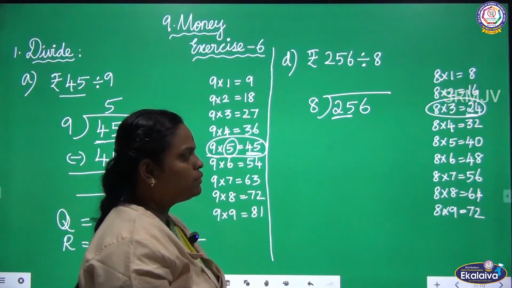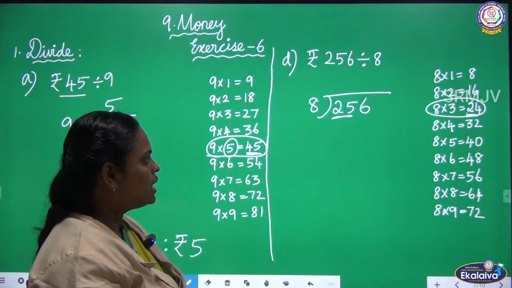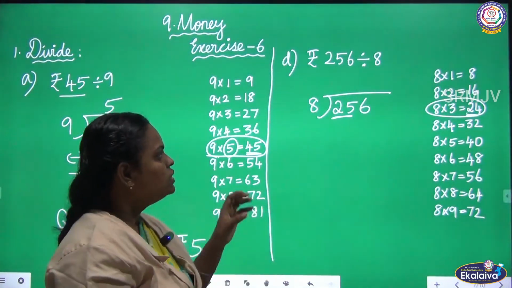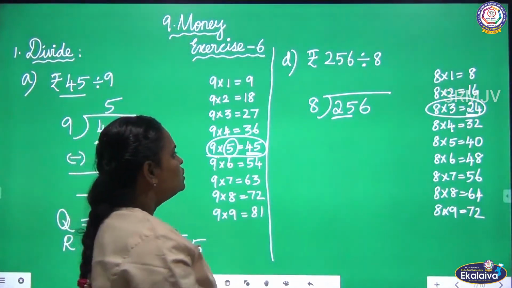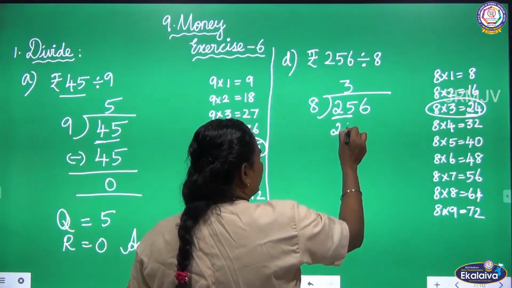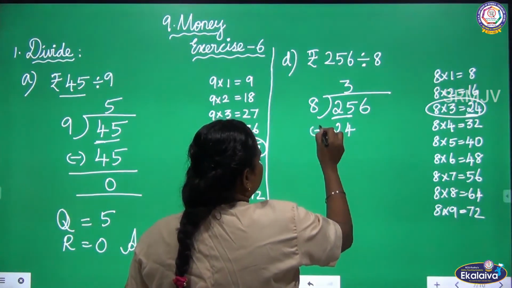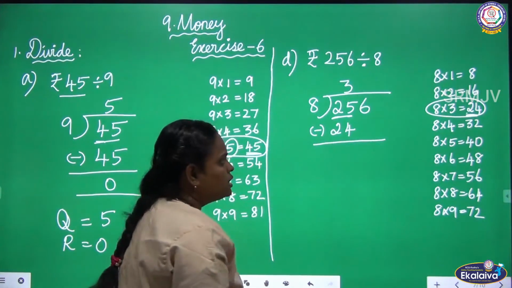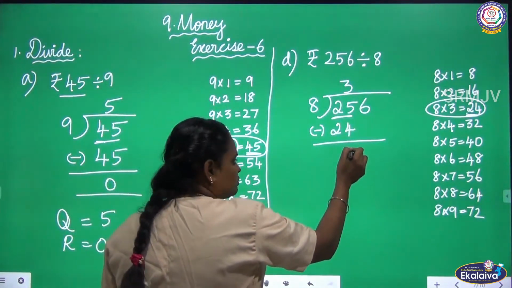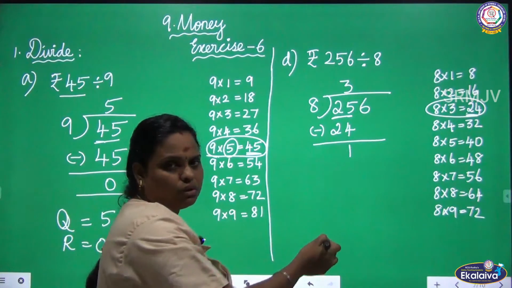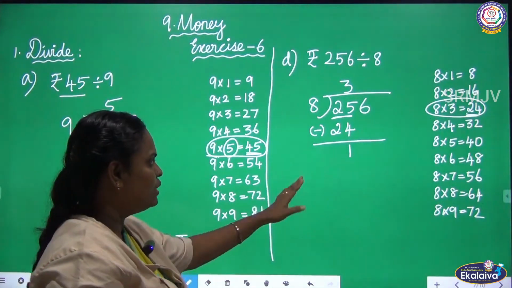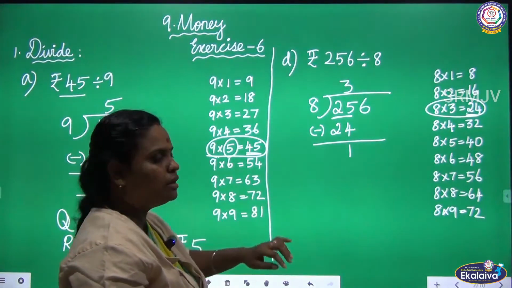So how many times 24 in the 8 table, children? How many 8s are there in 25? 3 8s are there. So you can write 3 in the quotient. Next you write 24 here. Now we are going to subtract. 5 minus 4 is 1, then 2 minus 2 is 0. No need to write 0 in front of the number, before the number it has no value. So don't write 0 here.